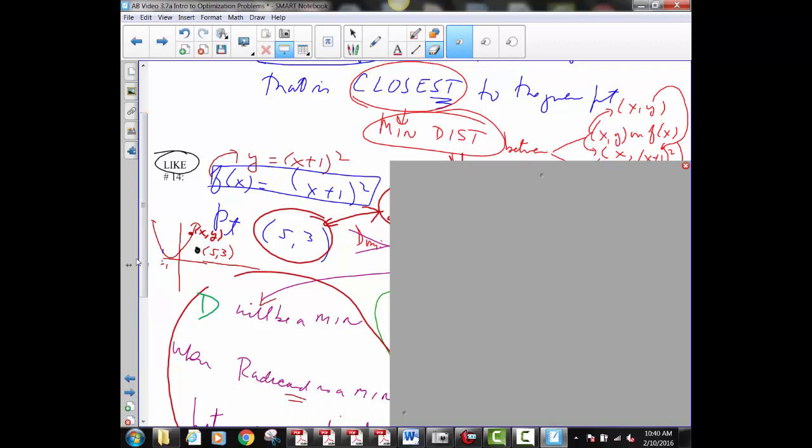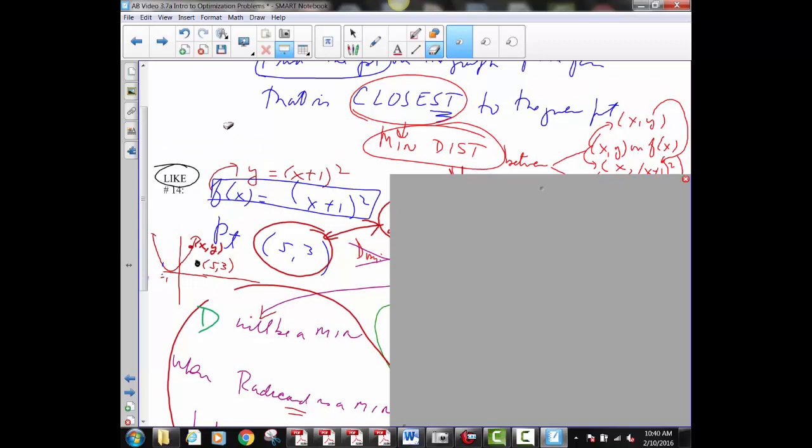Okay, so there's our parabola. There's a random point on our parabola, x,y, that is the closest point on our parabola to the point 5,3. So you can see it's not going to be over here. That's way further away. I'm just picking some random point x,y, and I'm trying to say that that's the closest point to 5,3. But what is that random point?